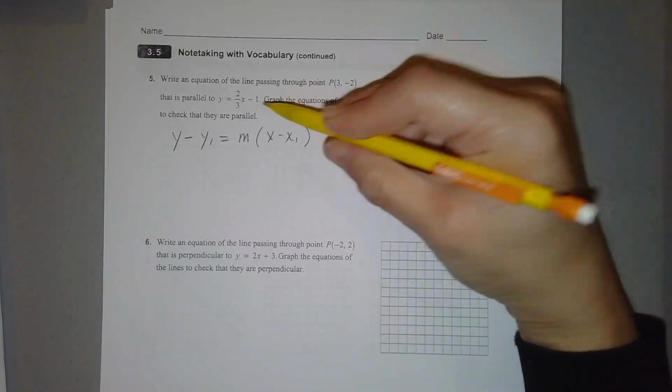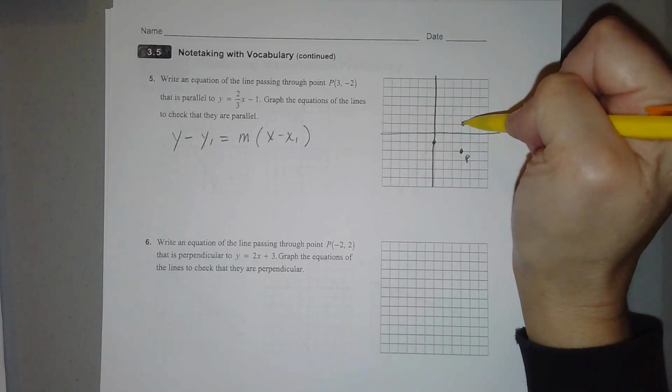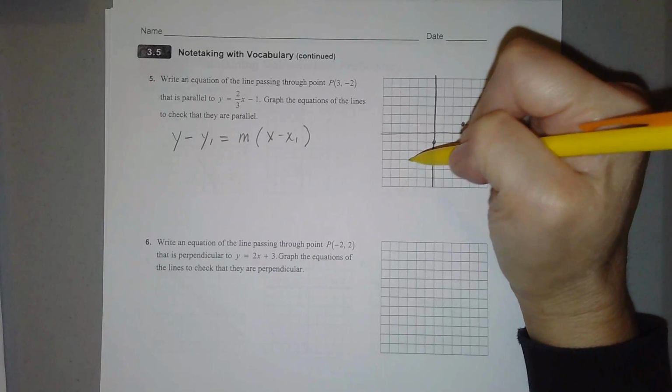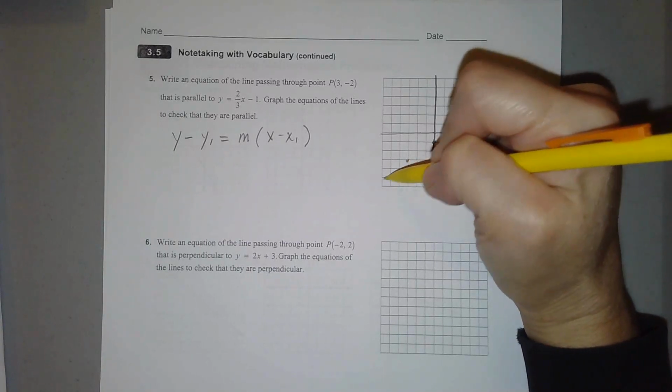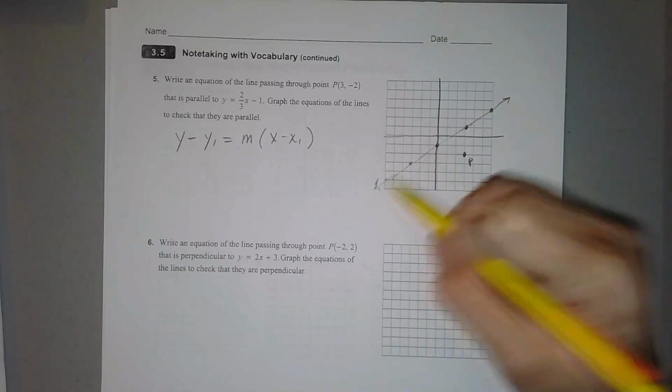And then this one has a y-intercept of -1, and a slope of 2, which means I go up 2 to the right 3, and then I can go down 2 to the left 3. So this is my line, this is my other line.